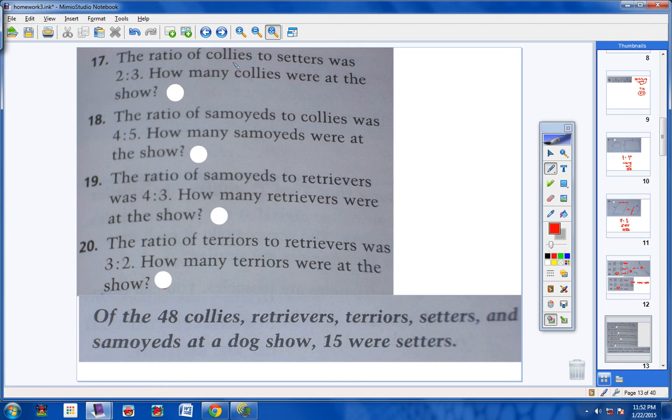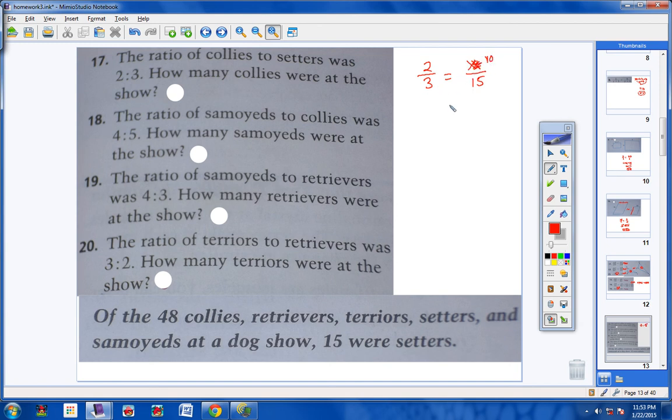So let's come up here. The ratio of collies to setters was 2 to 3. Collies go up top, setters in the bottom. Collies to setters. How many collies are there? Well, we know how many setters there were. 15. So 2 to 3, collies to setters, equals X over 15. Remember, for every 2 collies, there's 3 setters. How many setters do I have? 15. So how many collies would I have?